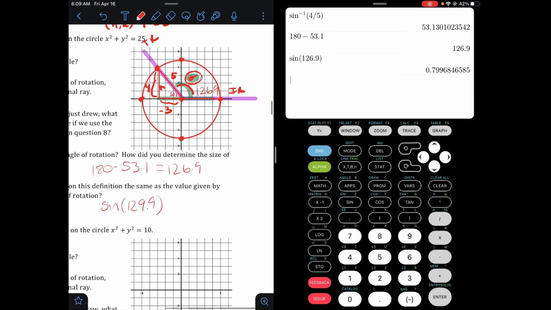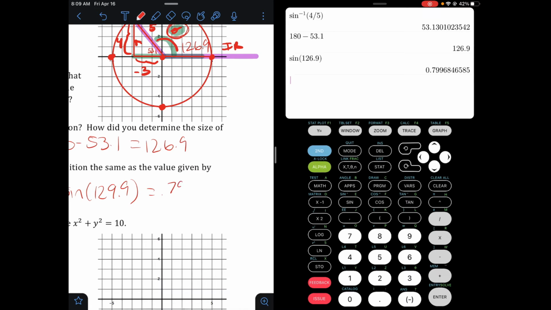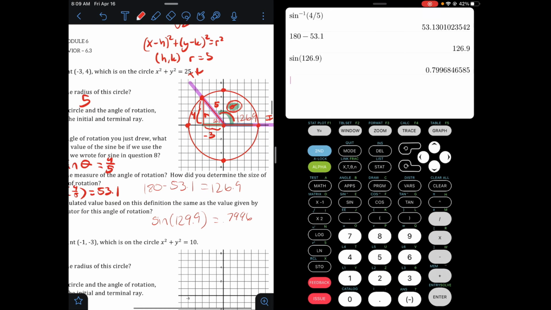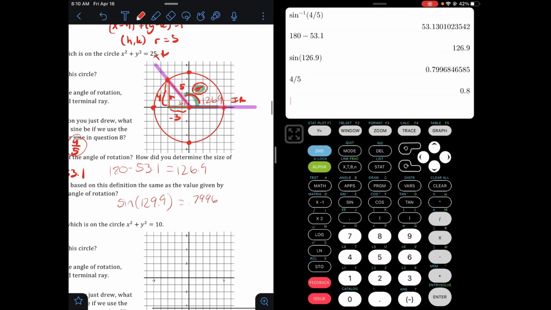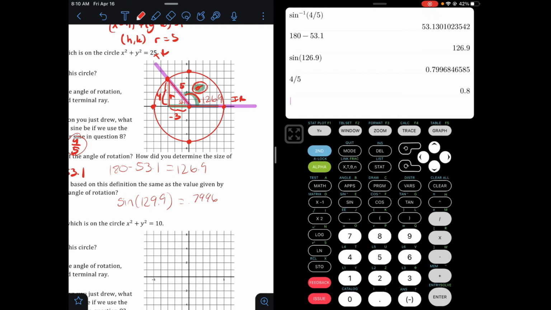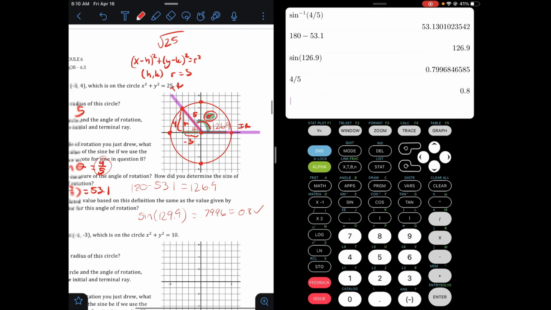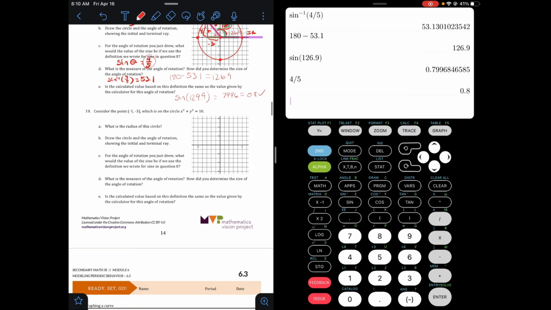And that gives me 0.7996. You're probably wondering what that means. Well, we said that sine of this theta should give us 4/5. What's 4/5? We get 0.8, which obviously involves some rounding here. So 0.7996 is about 0.8, so that checks out.